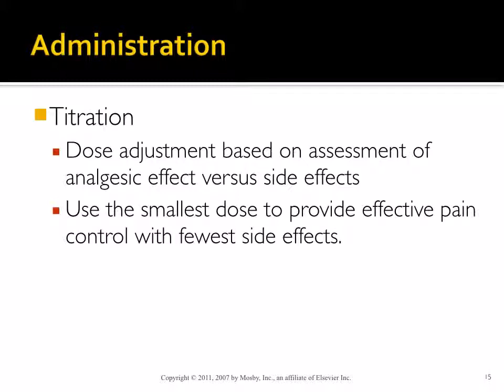For now, use the smallest dose to provide effective pain control with fewer side effects. In post-operative patients, the dose of analgesic generally decreases over time as the acute pain resolves. On the other hand, opioids for chronic severe cancer pain may be titrated upward many times over the course of therapy to maintain adequate pain control. So titration is not just making it up, titration is also bringing the dose down.